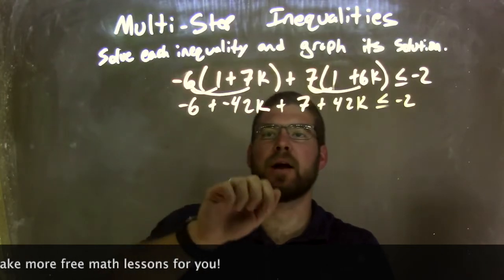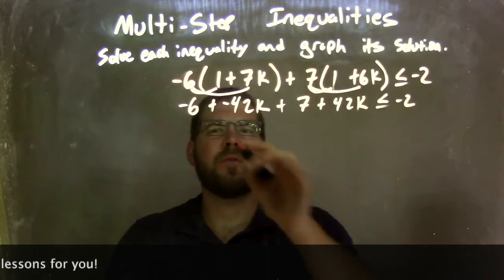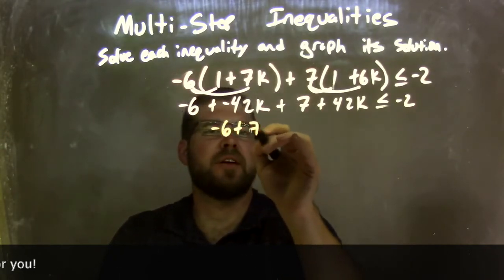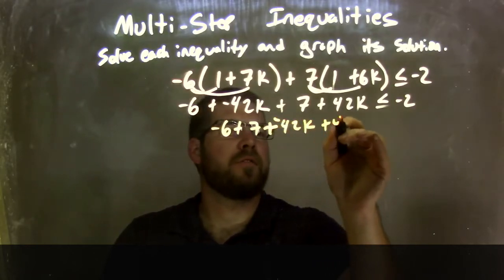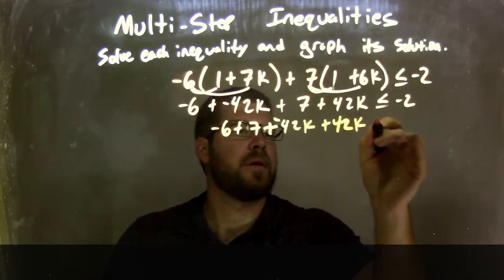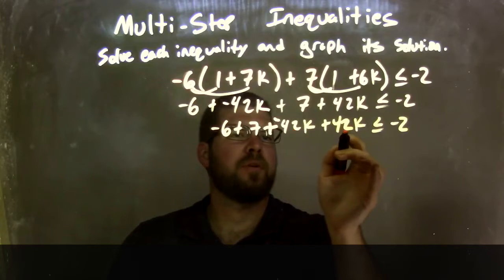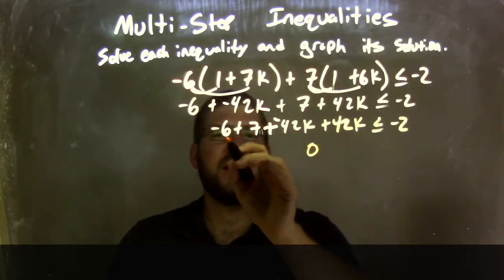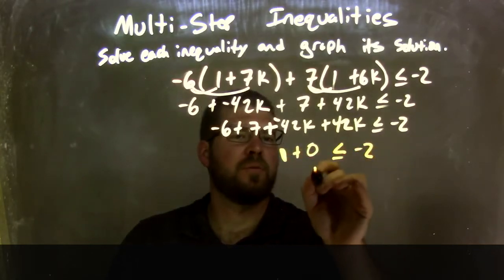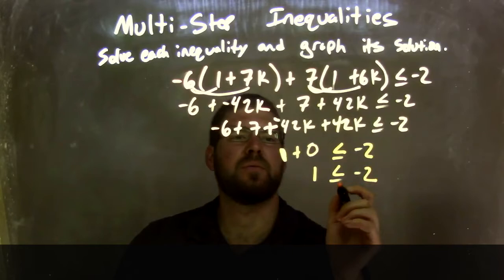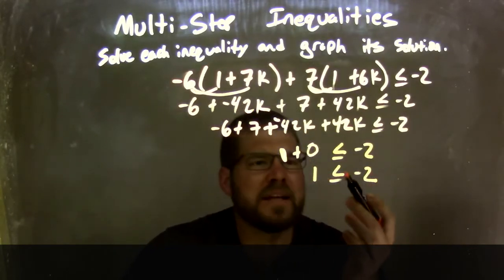Okay? So now let's combine our like terms. We have negative 42k and a positive 42k. Well, let's rearrange it so we can see it easier. So negative 6 plus 7 here, minus 42k plus 42k is less than or equal to negative 2. Okay? Well, negative 42k plus 42k is just 0, and negative 6 plus 7 is a positive 1, and that's less than or equal to negative 2, so 1 is less than or equal to negative 2, because 1 plus 0 is just 1. Alright, my variable is gone, right? And we have 1 is less than or equal to negative 2.